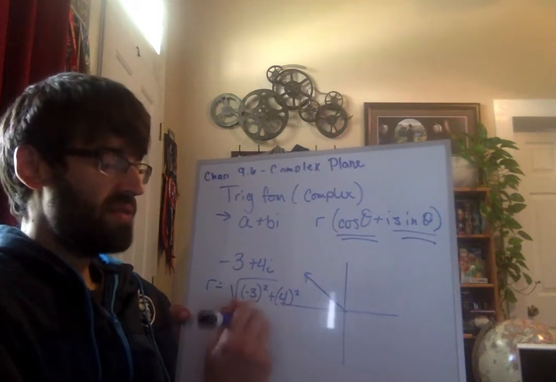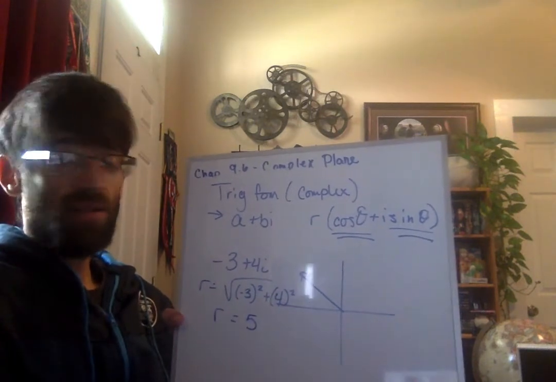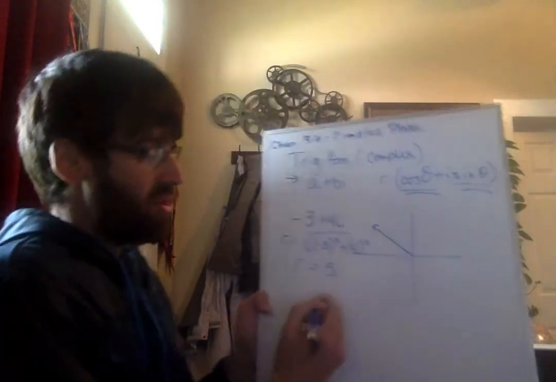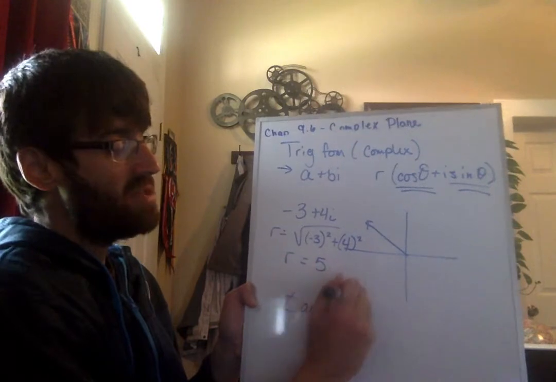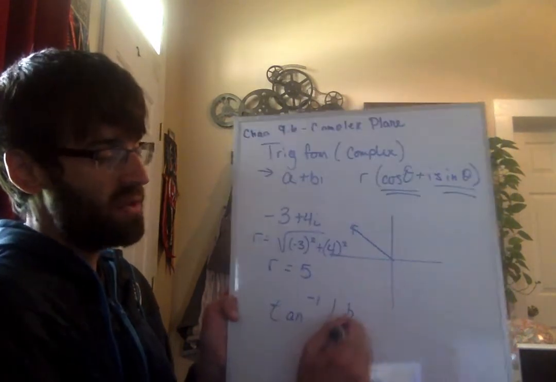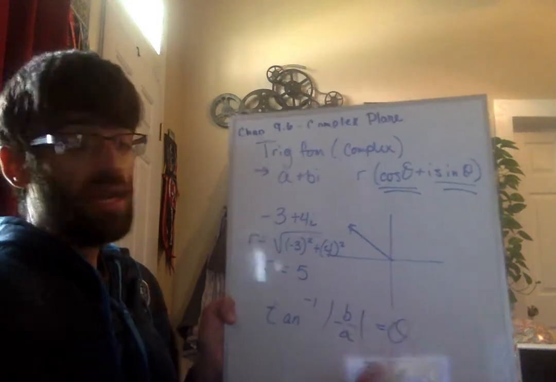Now this is going to be 5 once I solve that out. It's a 3, 4, 5 triangle. The next thing I'm going to do is take my calculator and find that angle. I'm going to make sure my calculator is in degree mode. I'm going to take the arctangent of y over x, or sorry, b over a. So the arctangent of the absolute value of b over a, basically your y over your x coordinate, if you will, and that's going to equal theta.